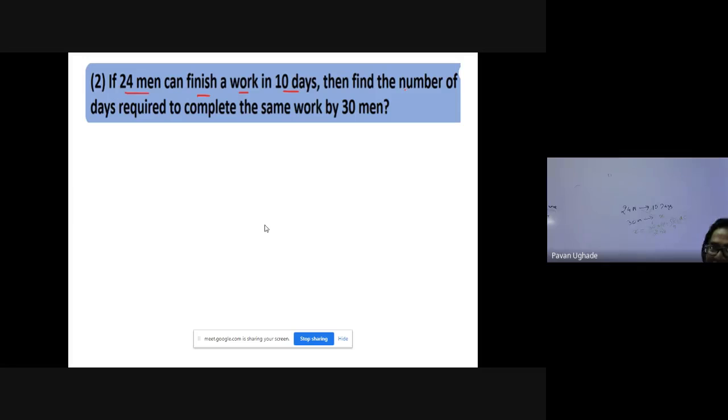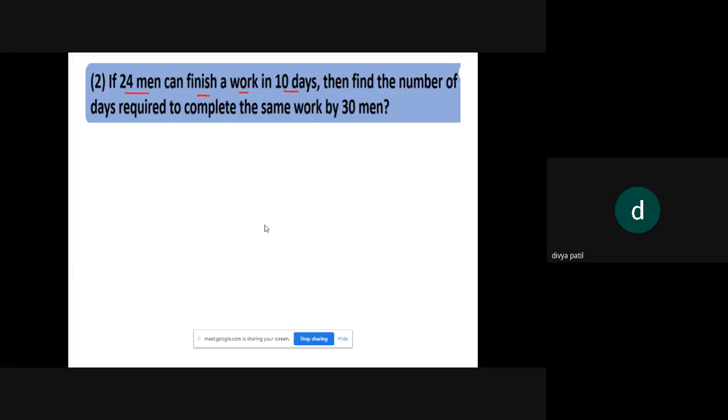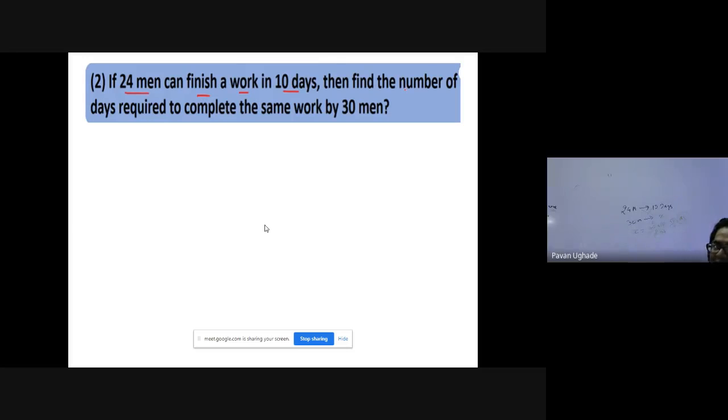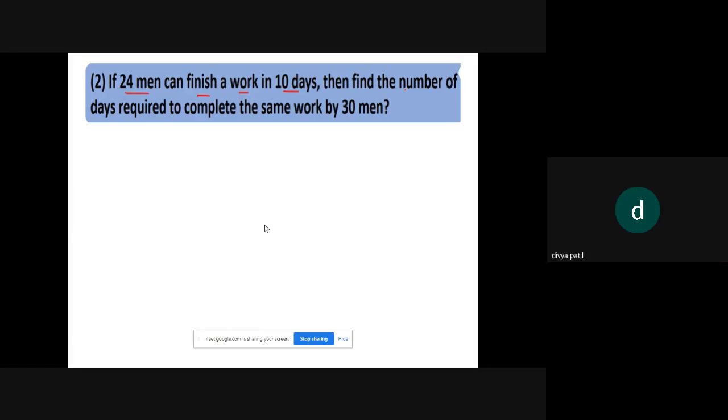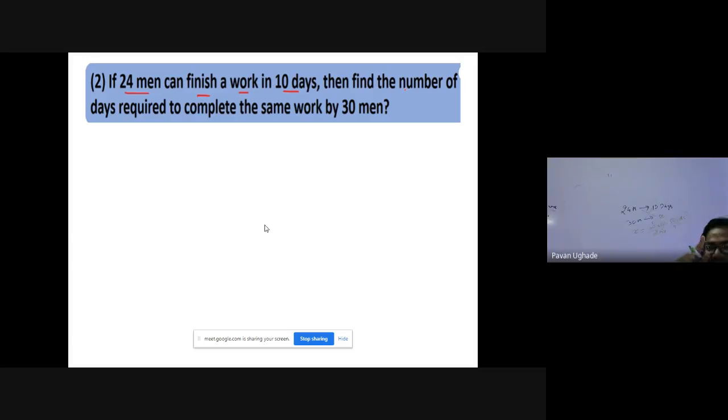But I'll ask you one question. Agar 24 men can finish a job in 10 days, and the same job has to be finished by 30 men, should the number of days taken be less or greater than what the 24 men took? Less. What you are getting is greater. More. It means the logic you have applied is wrong, and most students make this mistake.